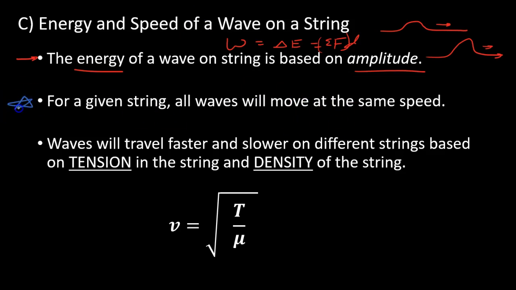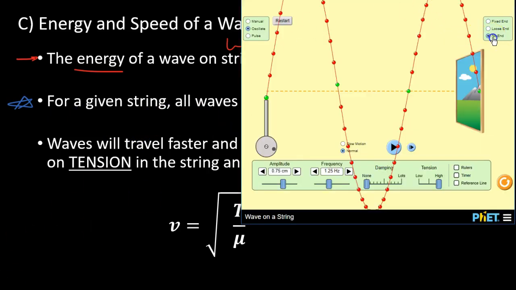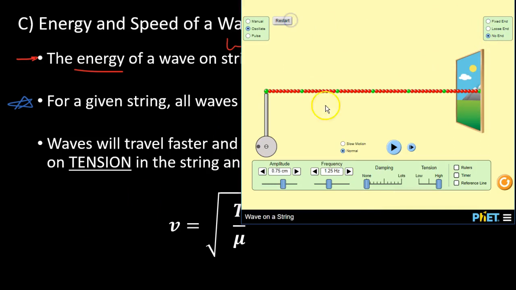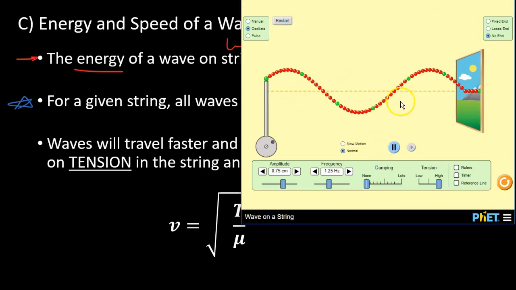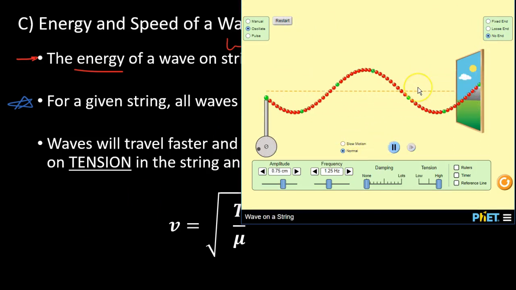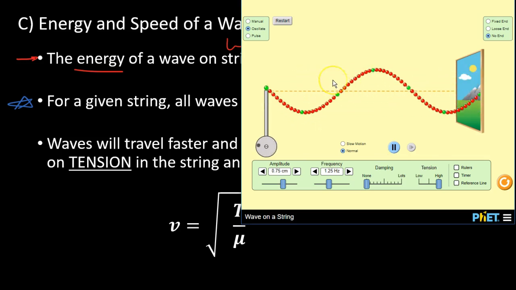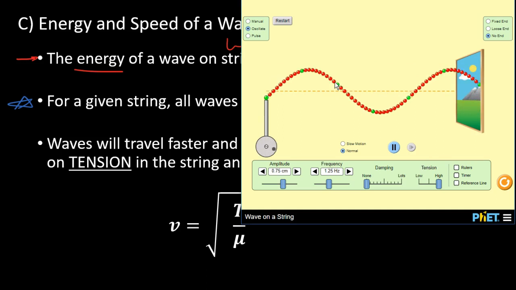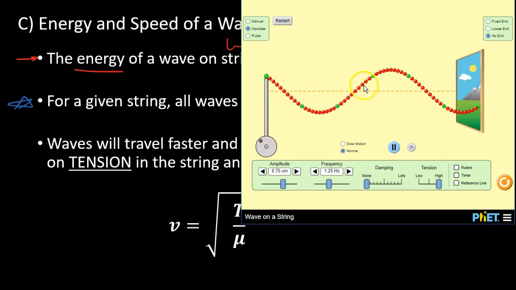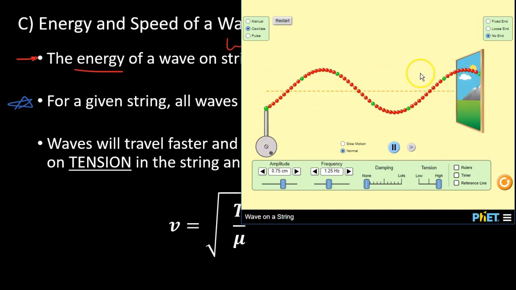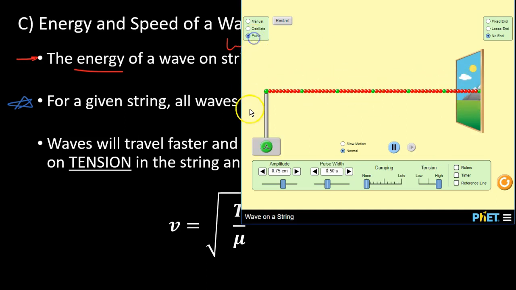First, if I have a single string, all the waves move at a constant speed. Let me get back to my simulator. I'm going to restart. This wave, now we clearly see them moving, right? This is not a standing wave. These waves are all sliding to the right at a constant speed, and I can tell that pretty easily because none of these waves are interfering with each other. They're just sliding to the right. Let me go to a pulse.